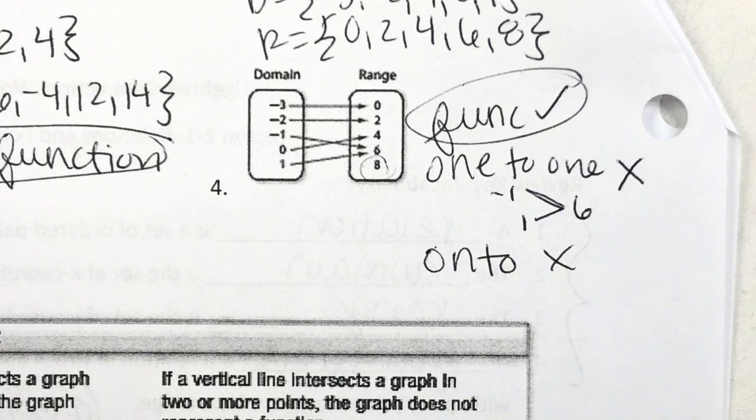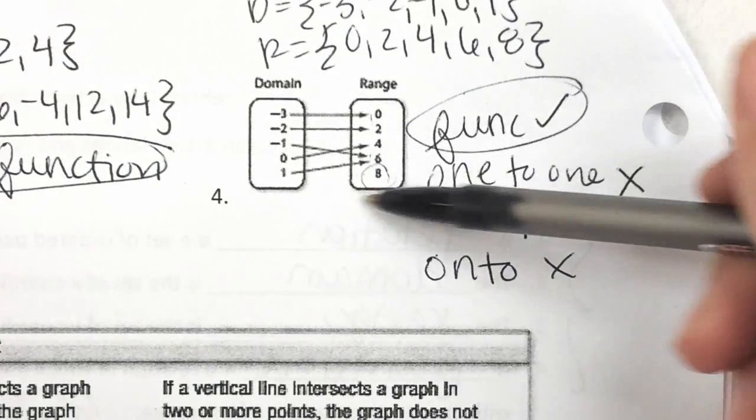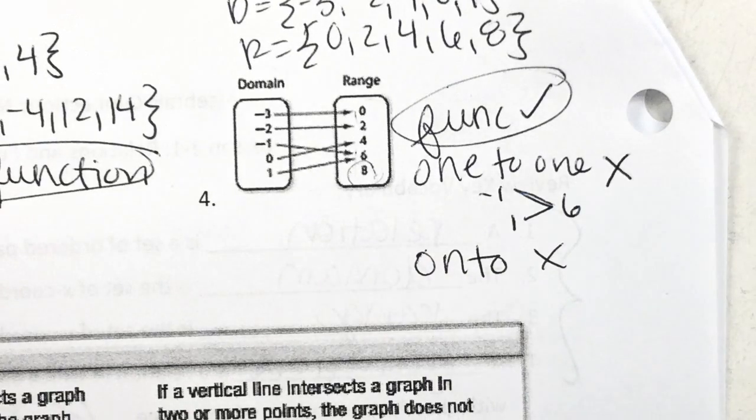So with a function, you look at the domain. With 1 to 1, you look at the range. With onto, you're looking for anything left out in the range. Any questions on those?